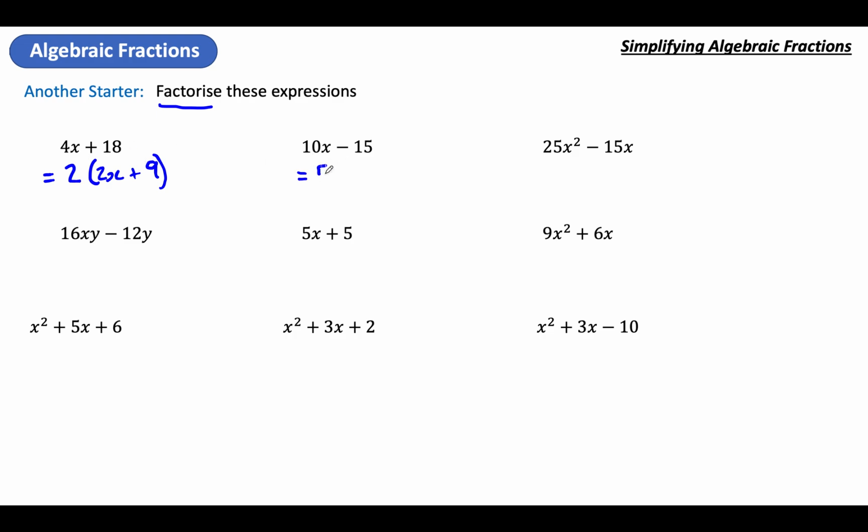Both of these would divide by 5, so it's a factor of them, so take it outside the bracket. Now 5 times 2x would make 10x, and 5 lots of negative 3 would make negative 15. Again, just do a little mental check, expand it out in your head. Would it equal the original expression?